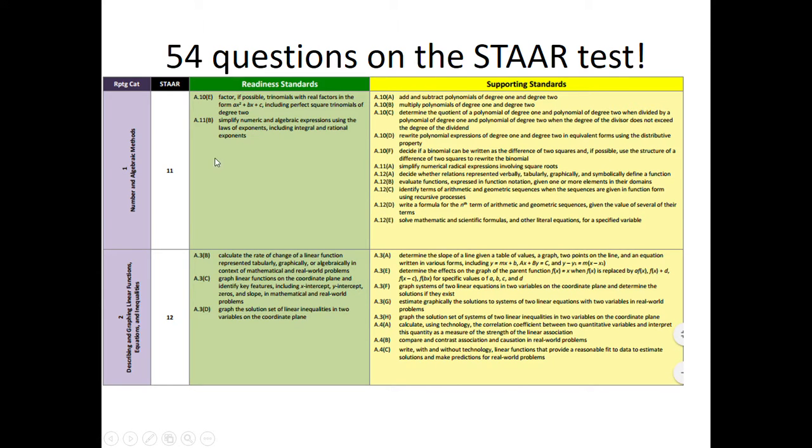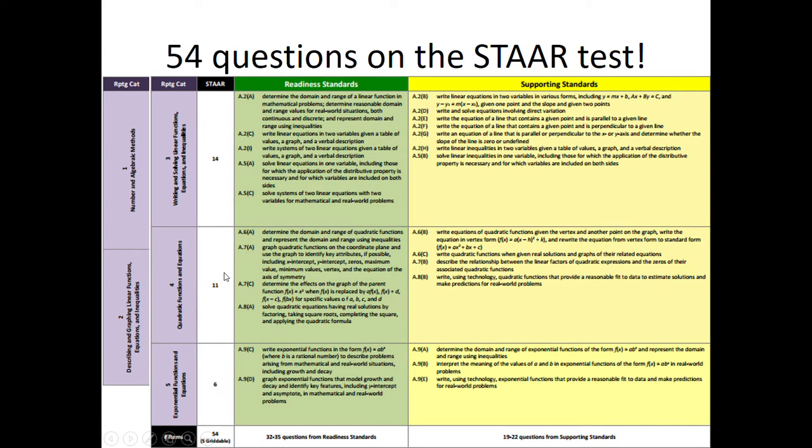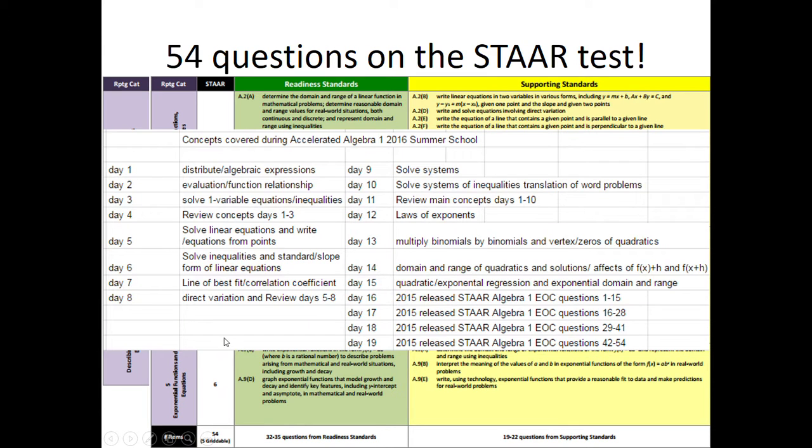Now those 15 questions are going to be scattered between all of the reporting categories. 11 questions come from reporting category 1, 12 from 2, 14 from 3, 11 from 4, and 6 from 5. And we're doing 15 of those questions. I'm going to refer back to the last 15 days of our lessons. That way, if you need a little bit extra review, because I can only spend about 2 minutes per question on the video.